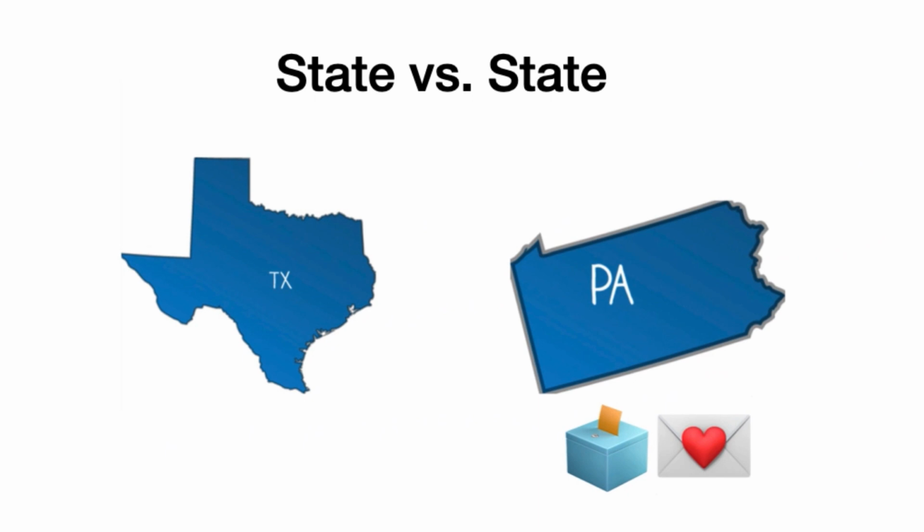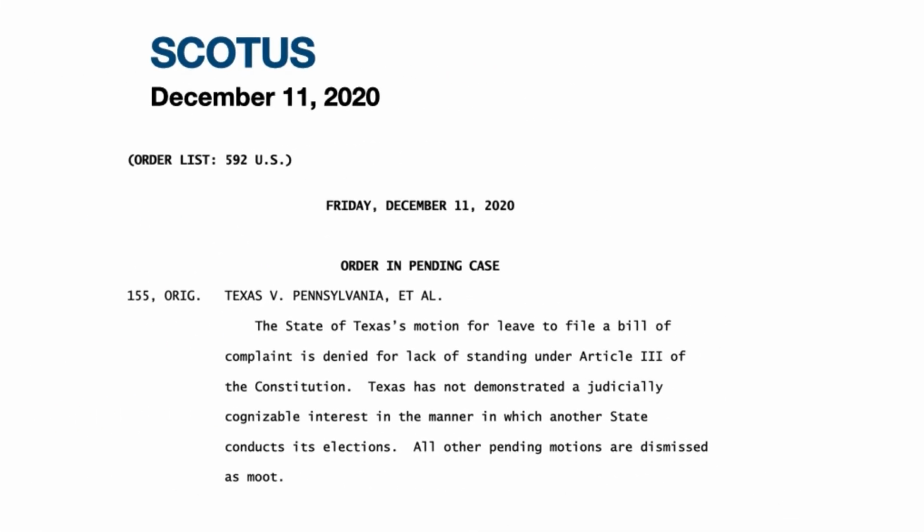The Texas v. Pennsylvania lawsuit, though, was different because this was actually a litigation brought by a state, Texas, against other states, complaining that Texas doesn't approve of how the other states conducted their elections. And in a really short decision on December 11th, the Supreme Court said Texas lacks standing under Article 3 of the Constitution. And this gives us a chance to look at Article 3 and to try to figure out what the Supreme Court was saying in this really short order.